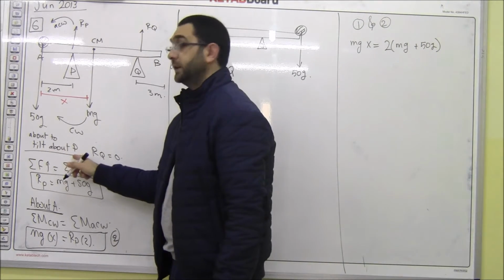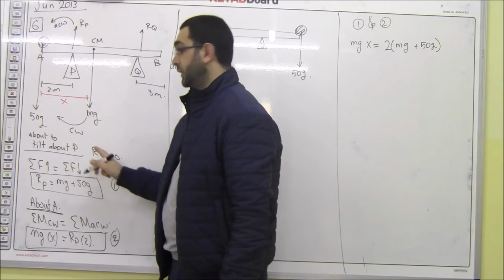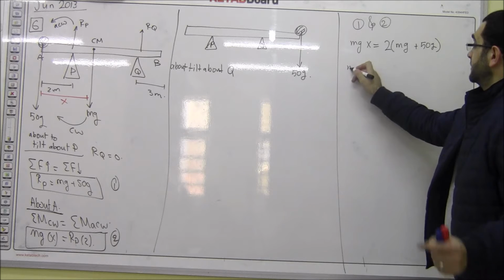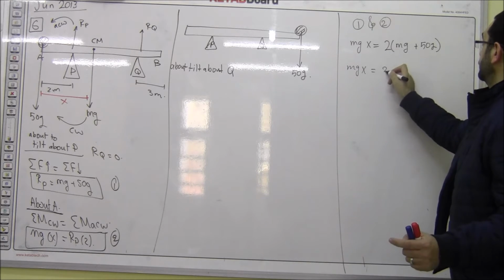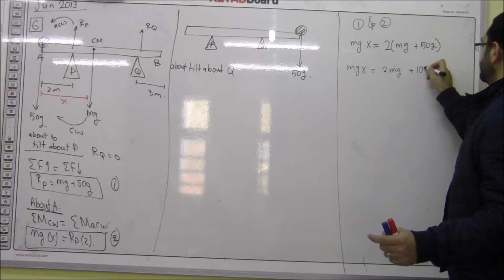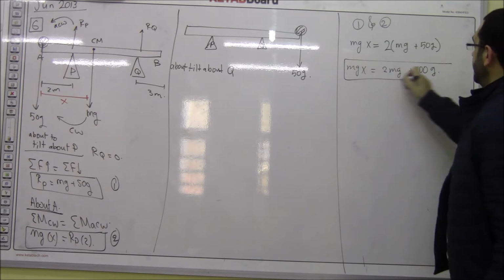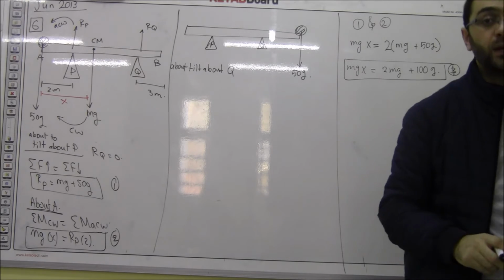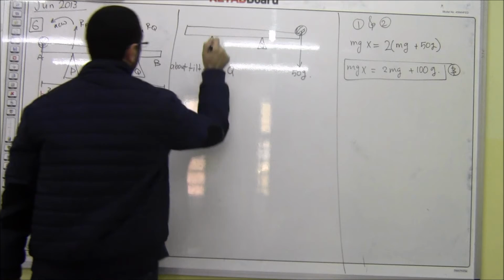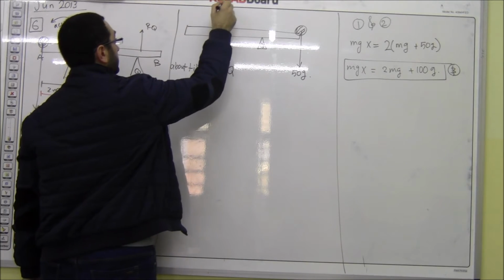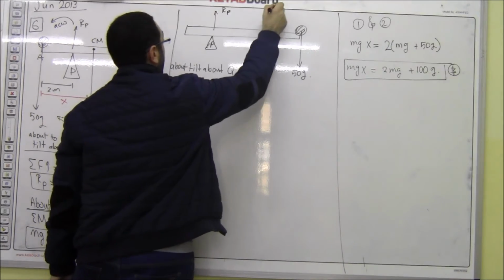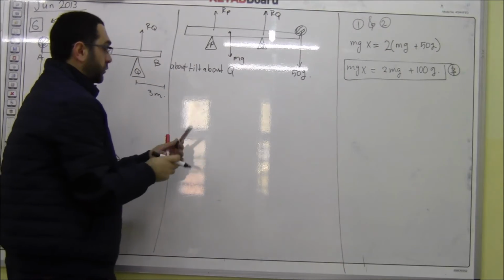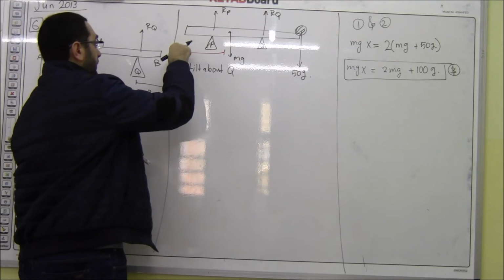About to tilt about P, RQ is 0, right? mgx equals 2mg plus 100g. This is the third equation, sorry. Now for about to tilt about Q, I will do the same thing. RP is 0. RQ is here somewhere, mg. This distance is x.